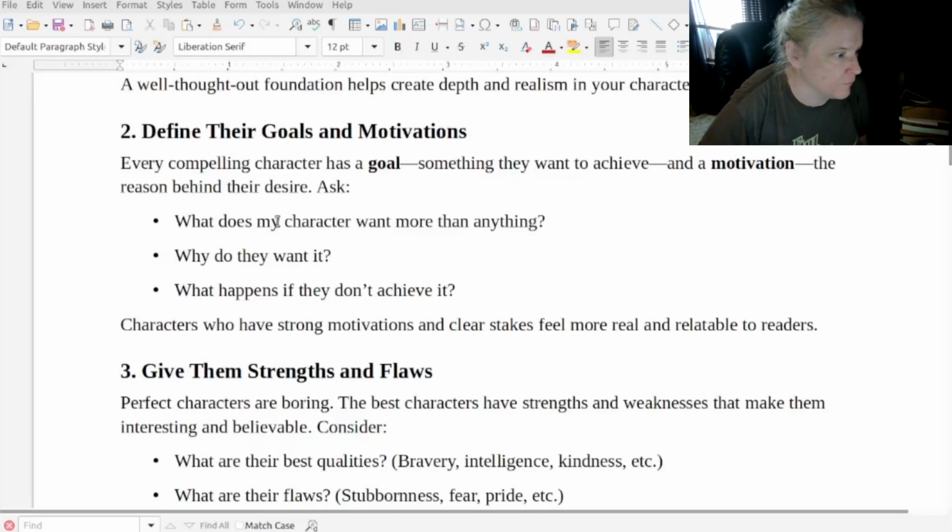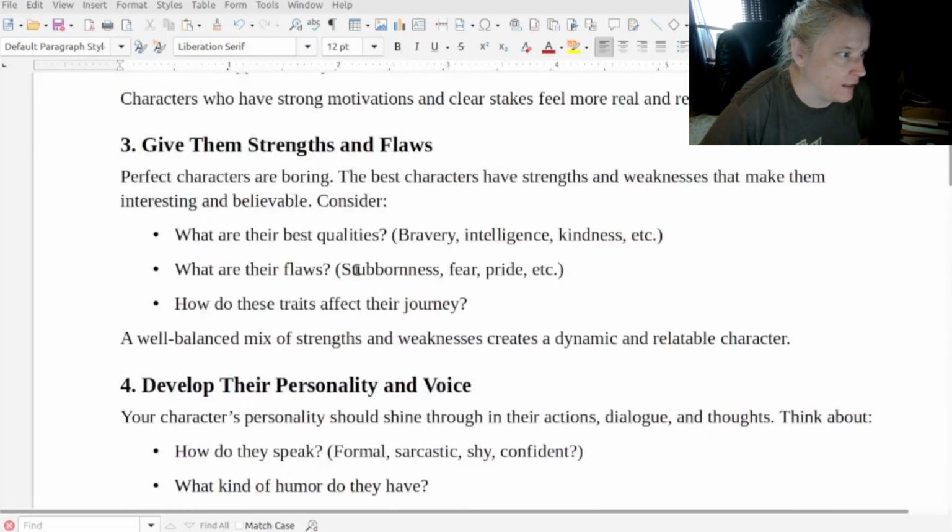that are believable. So, with that in mind, remember to give your character strengths and flaws. Your character must have flaws because perfect characters are boring. No one wants to read about a perfect character. They have to have flaws. And this means that the best characters have strengths and weaknesses that make them interesting and believable.